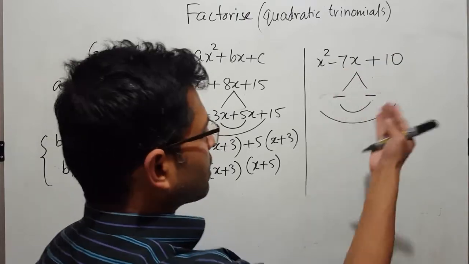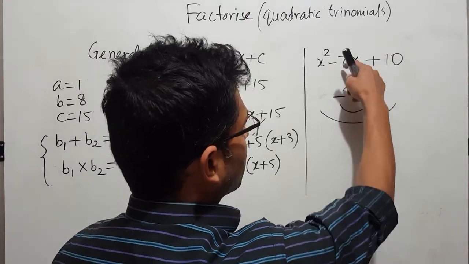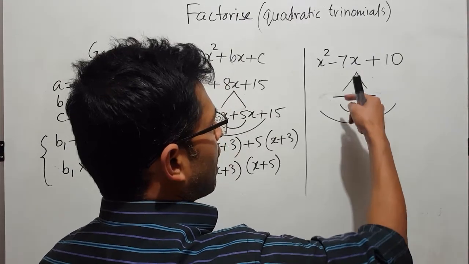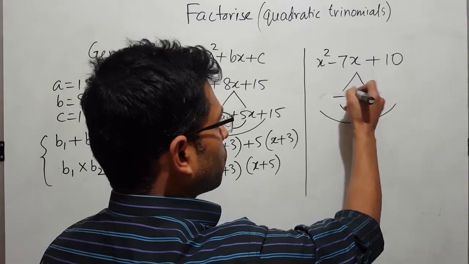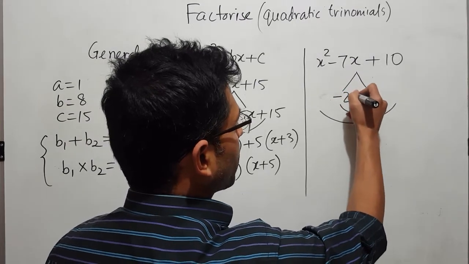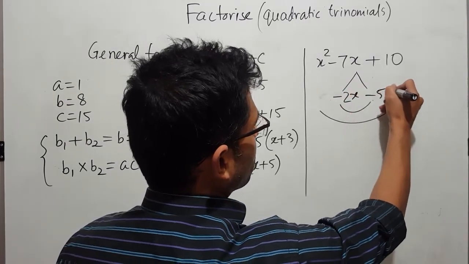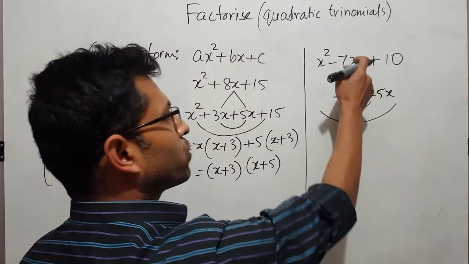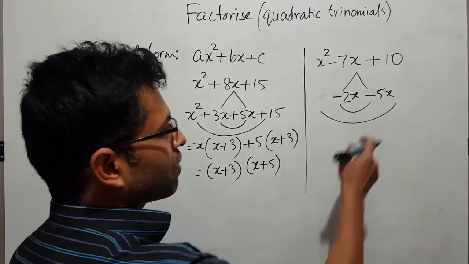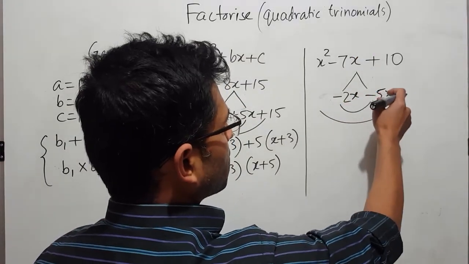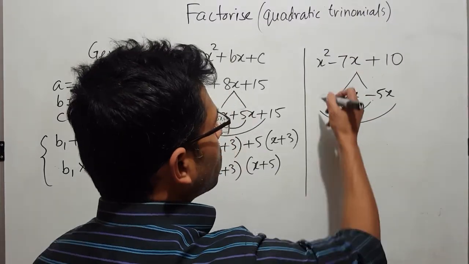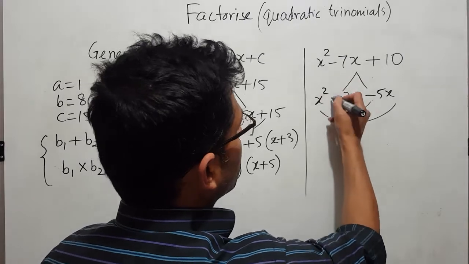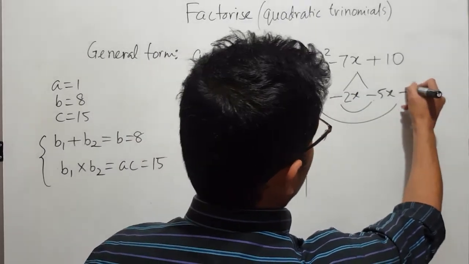So now you can think, okay, how can we make both negative, which gives 7x, and multiplication giving 10, which is pretty simple. We can just say it is minus 2x and minus 5x. You see, minus 5x minus 2x is minus 7x, and at the same time if you multiply them, minus times minus is plus, 5 times 2 is 10, so plus 10. Now you can write down x squared minus 2x minus 5x plus 10.